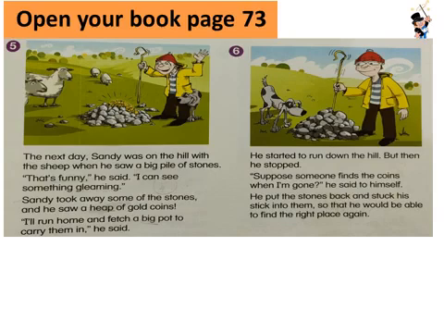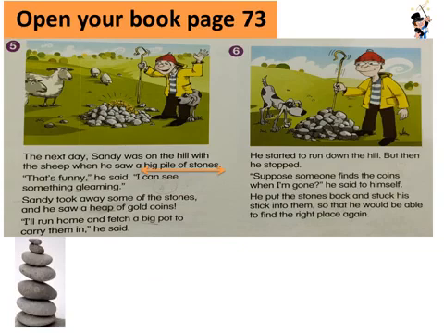The next day, Sandy was on the hill with the sheep when he saw a big pile of stones. I want you to underline a big pile of stones. Look at these stones here. They are above each other, on top of each other. When we find things on top of each other, this is a big pile of the thing. So if we have books on top of each other, it's a big pile of books. If it's stones, it's a big pile of stones.